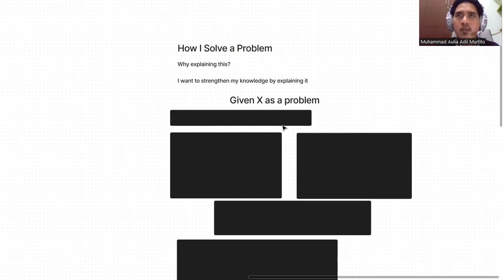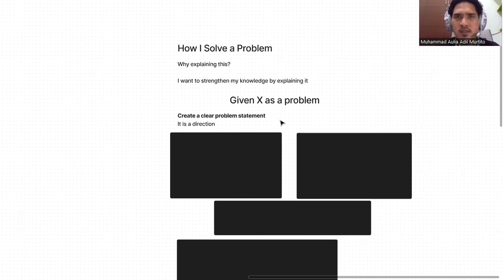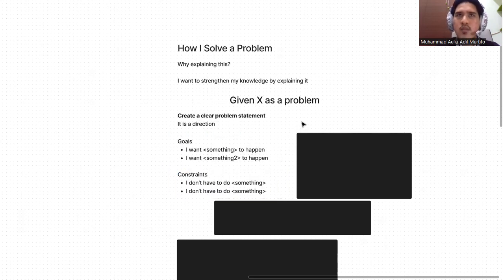So let's say we have a problem, namely X, and the first thing that I will do is create a clear problem statement. Why? Because a clear problem statement could be a direction. And in fact, it is a direction. So what is a problem statement?